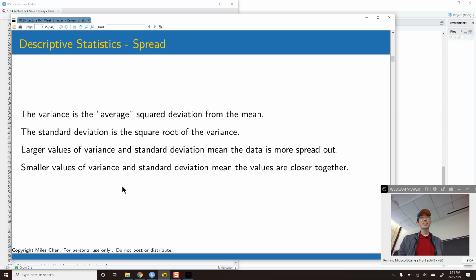Okay, all right. And what's the intuitive reason why you have to divide by n minus 1 versus n?